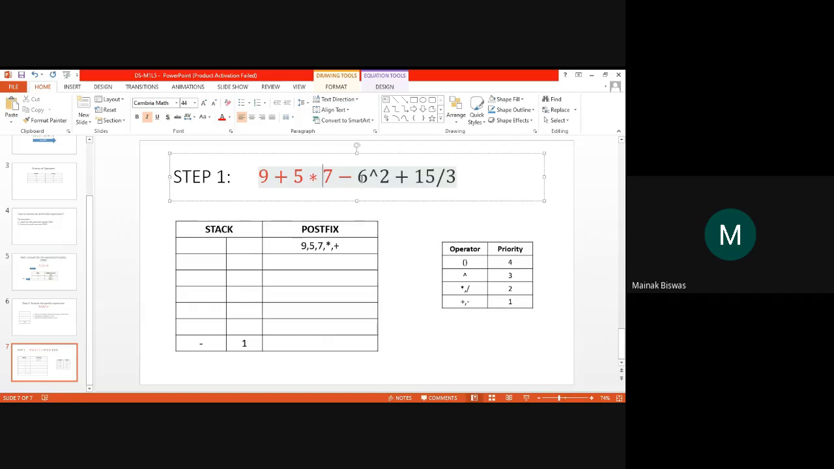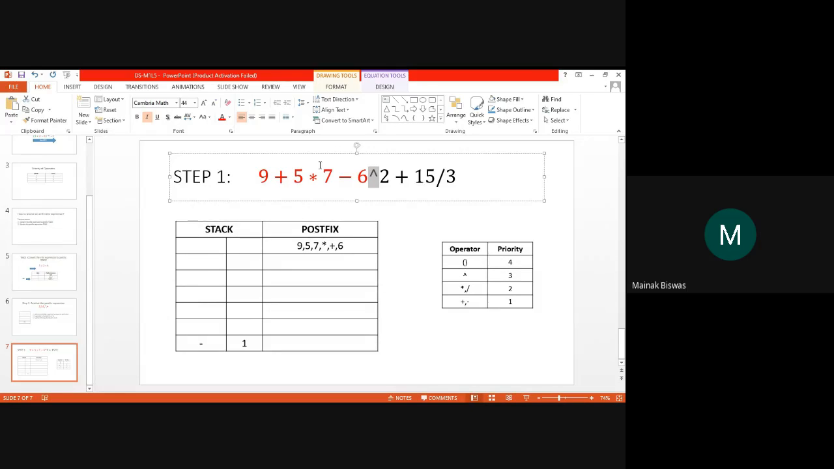Now the next expression that we face is 6. So 6 is again added to the postfix expression. Then we encounter the exponential operation. Now the exponential operation has a higher priority than subtraction. So the operator we encounter has a higher priority than the operator on the top of the stack. If it is a higher priority, it has to be pushed on the stack. If it is lower or the same priority, then we can pop the stack.